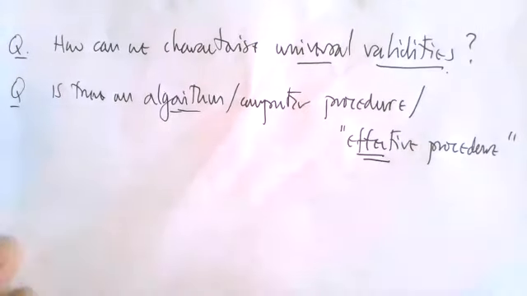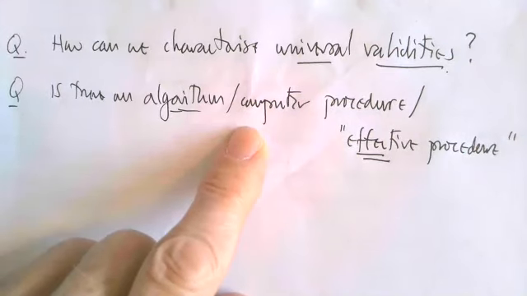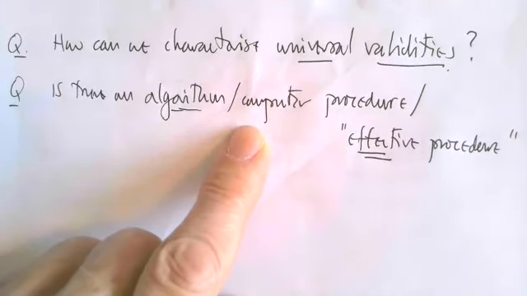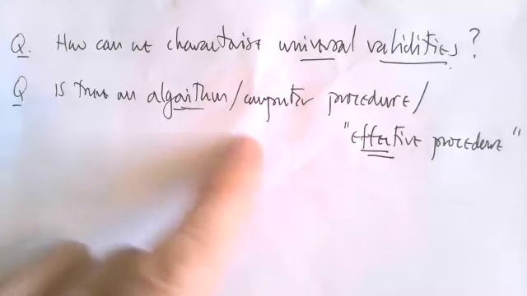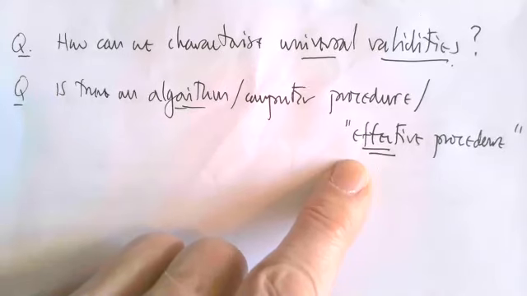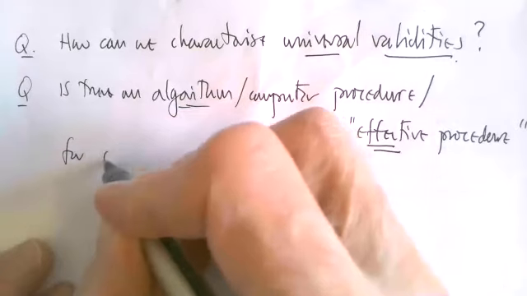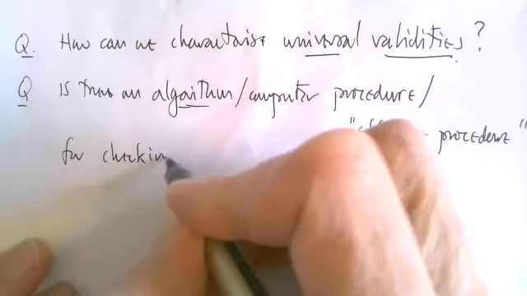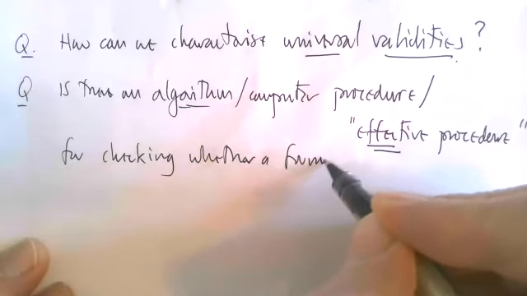It's a slightly old-fashioned word from earlier days, before Turing, before there was the idea of a computer or computer program. But in essence, what they were talking about was something like an algorithm for determining, for checking whether a formula is a universal validity.